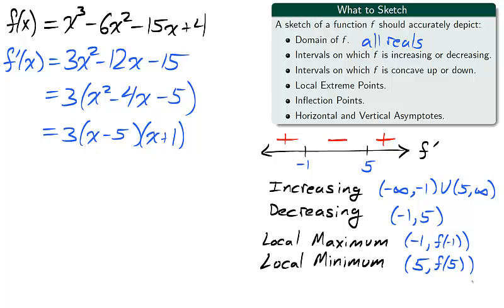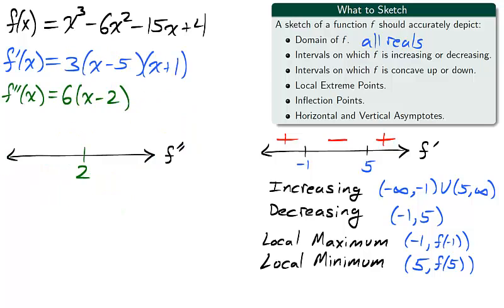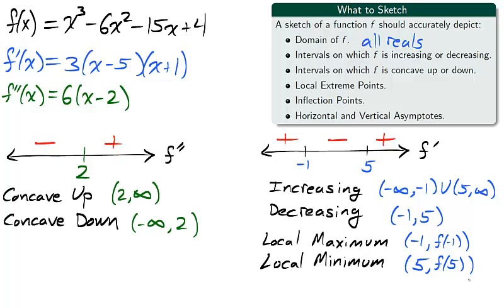We use the unsimplified form of f prime to find the second derivative, which we simplify by factoring out 6. We divide the number line into intervals using the 0 of the second derivative, x equals 2. And we use the test points 3 and 0 to determine if the second derivative is positive or negative on these intervals. Using the concavity test, f is concave up from 2 to infinity, while f is concave down from -∞ to 2. The only inflection point for f is 2 f of 2.